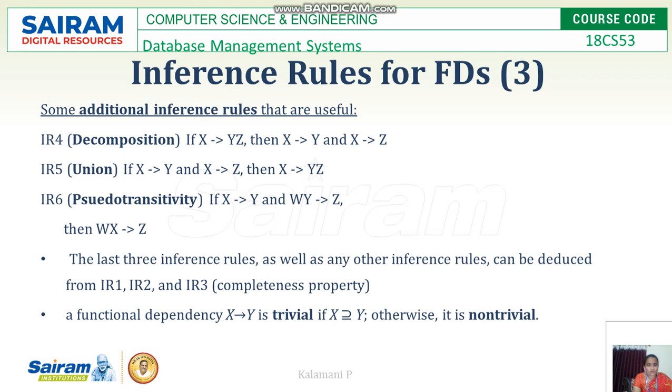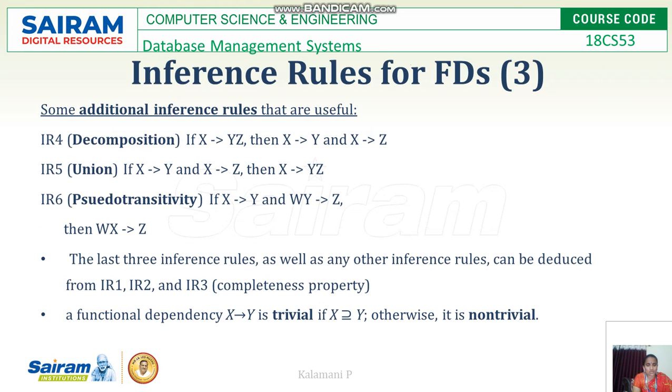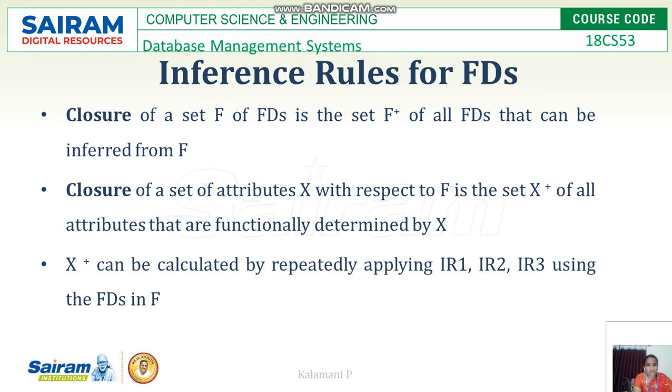I think now you can be maybe clear about inference rules. There are 6 inference rules. Among those 6, the 3 main rules are the reflexive rule, augmentation and transitive rule. Then the other 3 rules are decomposition, union and pseudo transitivity rule. And we have seen what is trivial dependency and non-trivial dependency. Next, here there is closure.